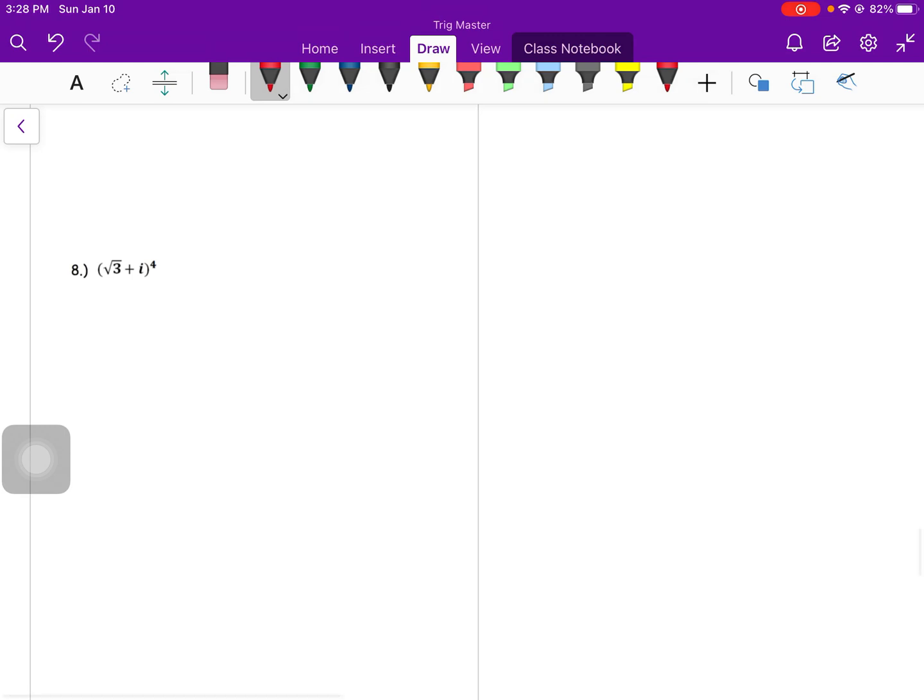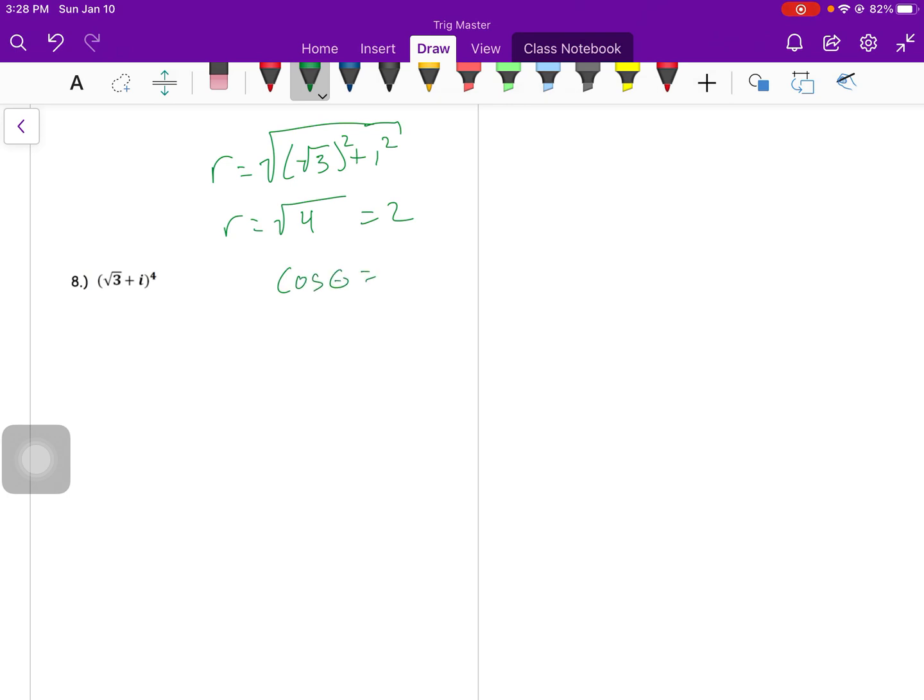All right, now for this one, same idea. We have to figure out what r is first. So r is equal to the square root of the square root of 3 squared plus 1 squared. Okay, we got that r is equal to 2 again. So cosine of theta is square root of 3 over 2, and sine of theta is 1/2. Again, these are both positive, so we know that we are in quadrant number 1. So theta had to equal 30 or 330. That's not in quadrant 1, so that's not going to work.